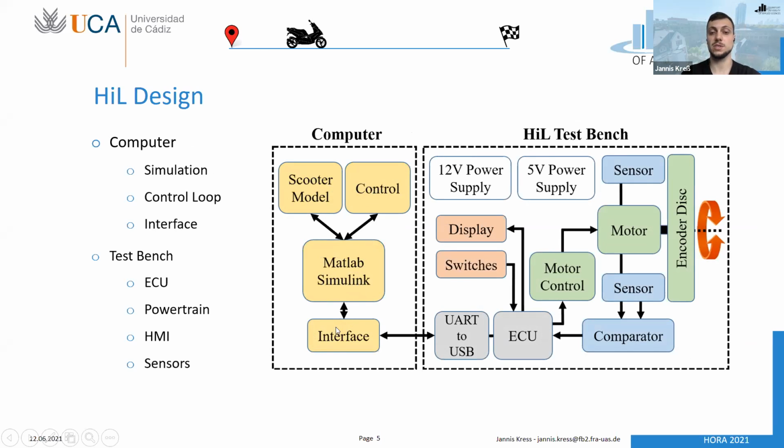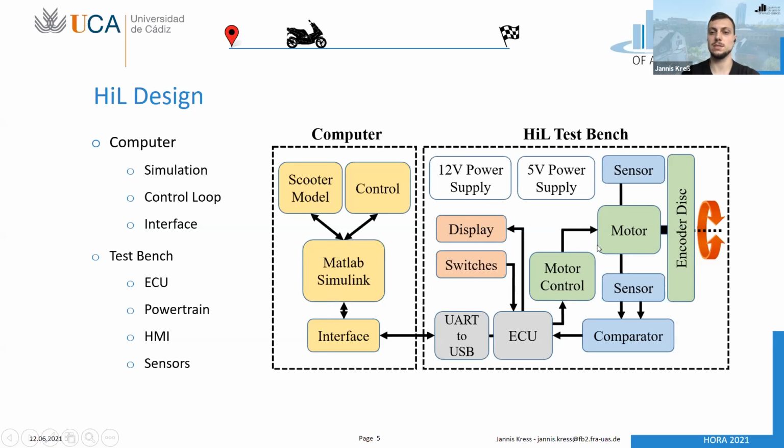Then an interface for sharing information with the hardware in the loop test bench, and the test bench itself consisting of an ECU, UART USB converter for interfacing with the computer. Then we have some HMI components like switches and the display. We have a power supply, 12 volt and 5 volt for all the components.